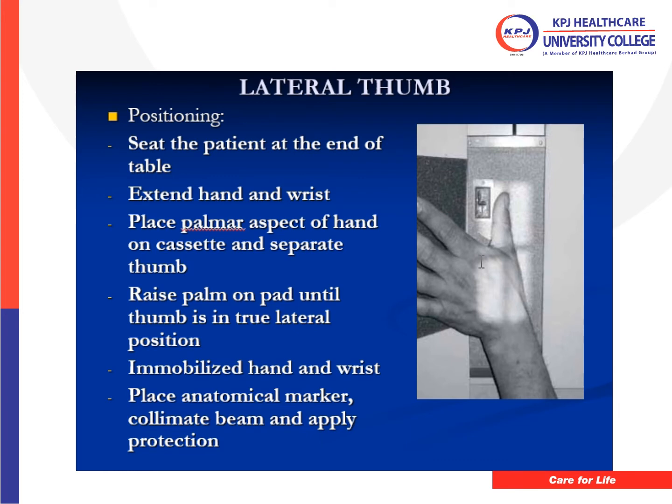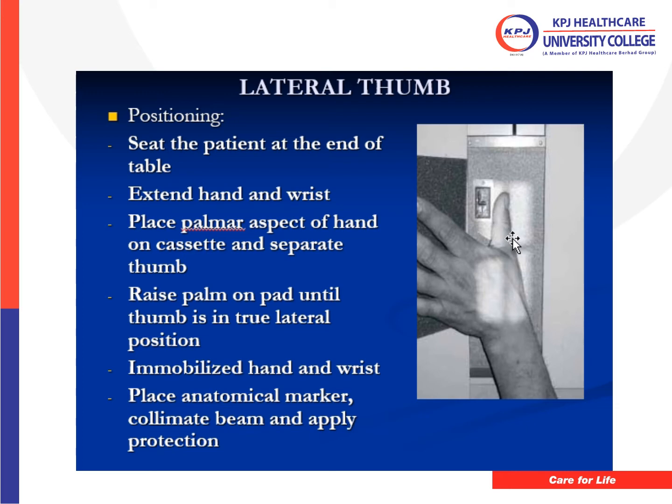Okay, so how do you position? Just now we were doing the PA or AP, palm up or palm down. This one is lateral thumb, you just place it. But then you have to apply some sort of immobilization aids, or the pad, kind of foam pad, to ensure that the patient is in the lateral.